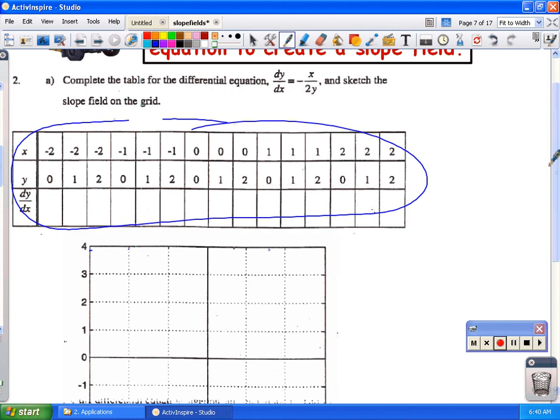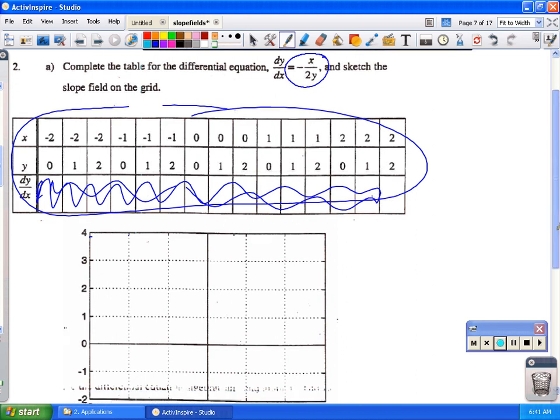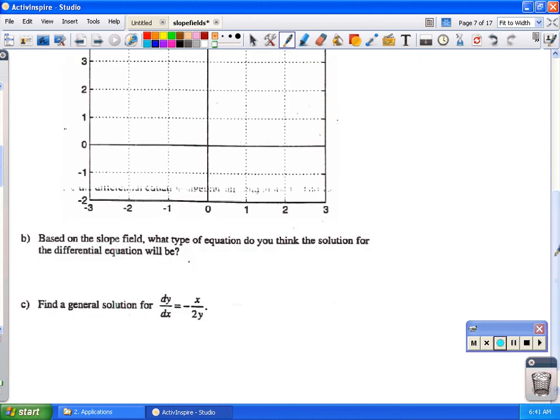Something else I want you to notice this time is that in this derivative, when you're generating all the numbers in this row, the derivative depends not only on x, but on x and y. So this time you have to substitute x and y to generate your derivatives and to draw your tangent segments. And then they're going to ask you to also do what we did before. You look and see if you can see what the family is, and unless you put those other segments on there, you won't see it. And then they're going to ask you to find a general solution. If you're like, what the heck does that mean? Separate, integrate. All right, pause the video, complete this sheet, then resume the video to see how you did.